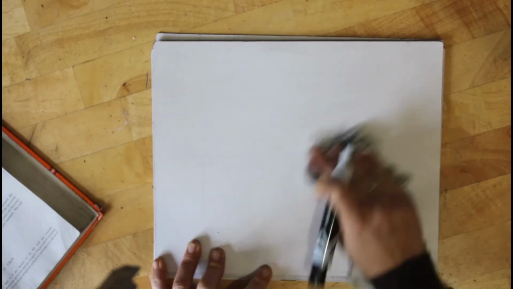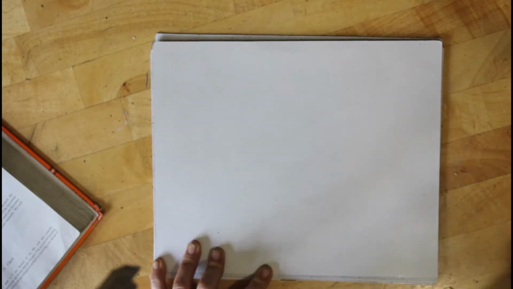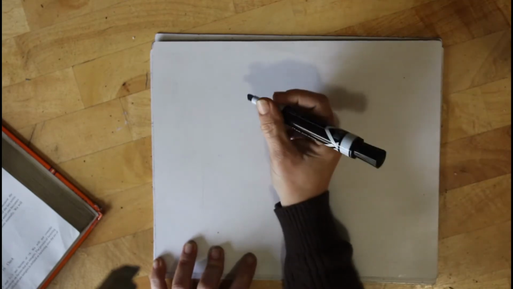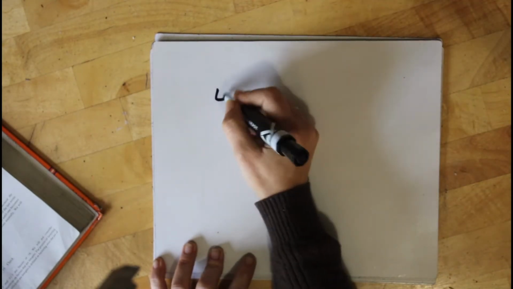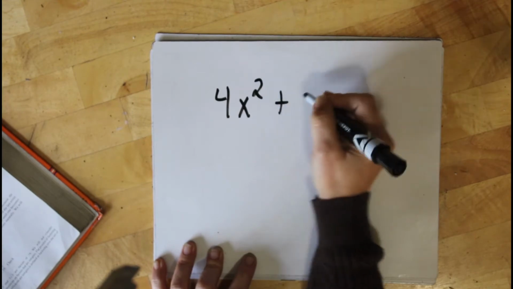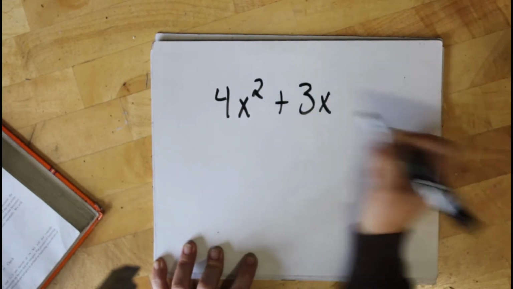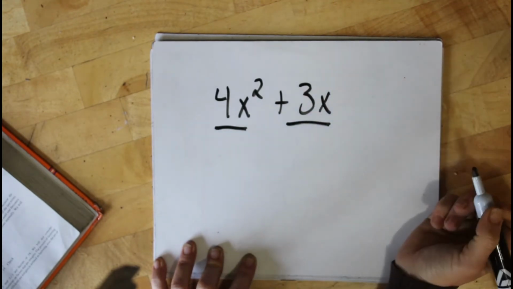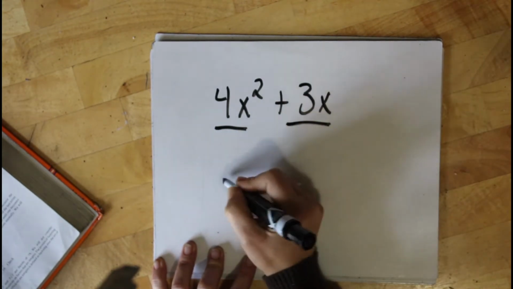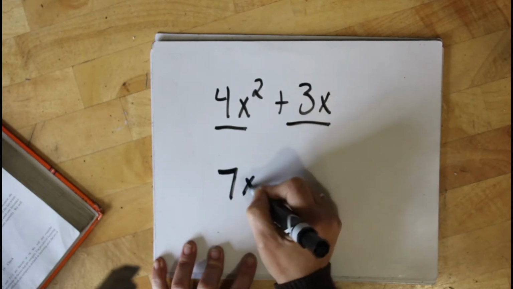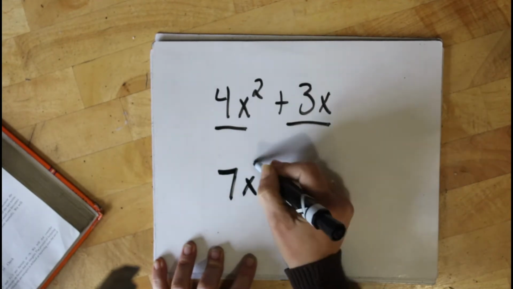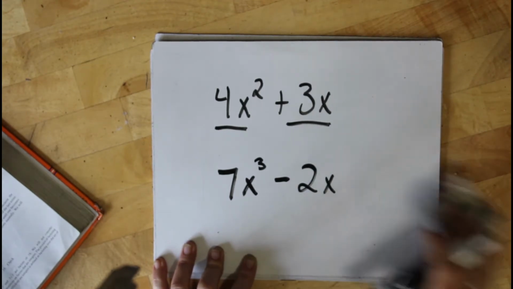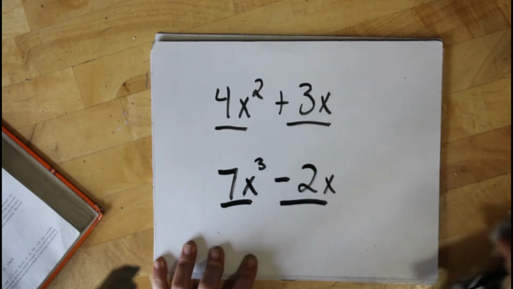Okay, so a binomial is going to be the algebraic sum of two monomial expressions. So basically we're adding two monomials together. So it would be anything like 4x squared plus 3x. Bi as in bicycle, there are two of them, two wheels, so we have two monomial expressions. Another example, 7x to the 3rd minus 2x would be a binomial expression because we have two expressions there.